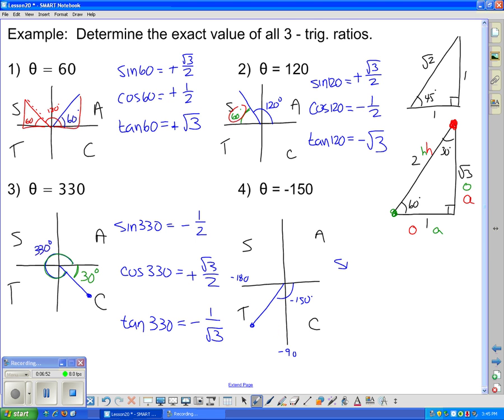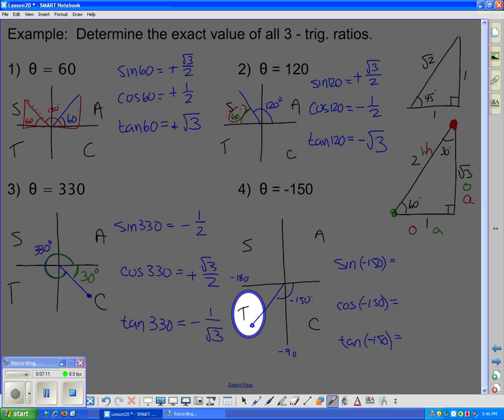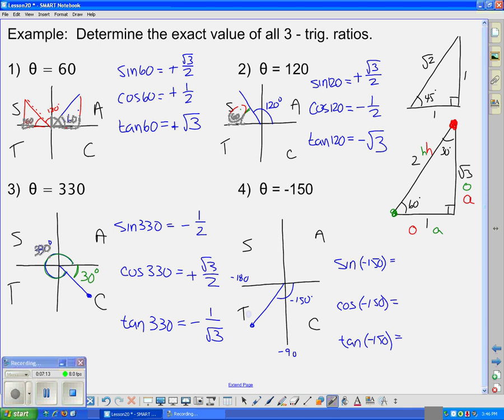So I want to find the exact value. I'm just using a bracket because of the negative sign. I don't want it to look like sine subtract 150. And tan of negative 150 equals, in that quadrant, CAST tells me that only the tan function is positive, which means that all other functions are in fact negative.